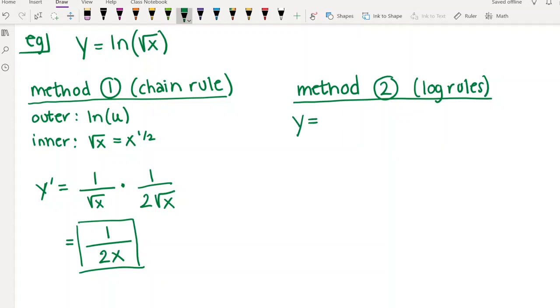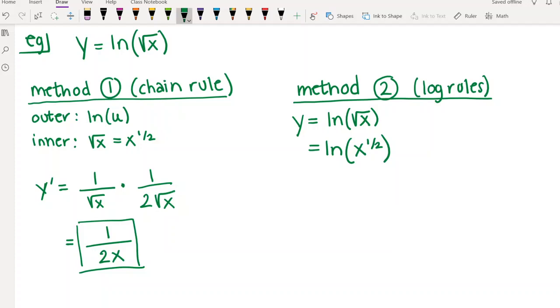So if our original function is ln of square root of x, that means that we can rewrite it as ln of x to the 1/2, right? We haven't taken any derivatives yet. We're just rewriting our square root of x as x to the 1/2.